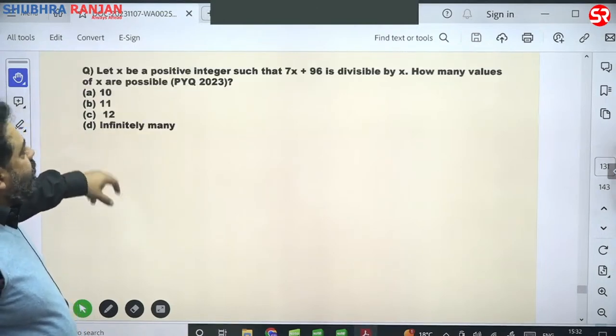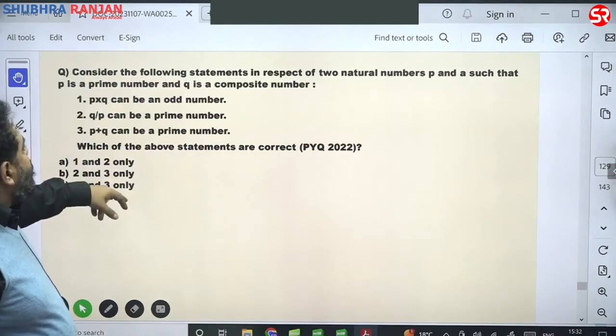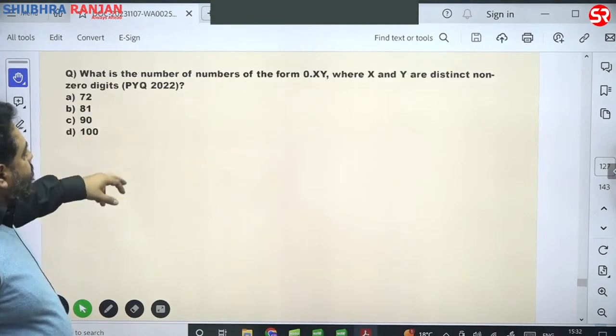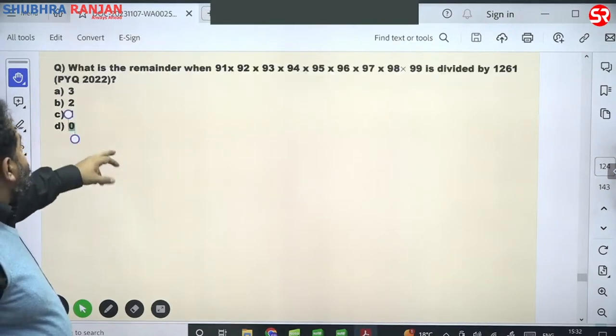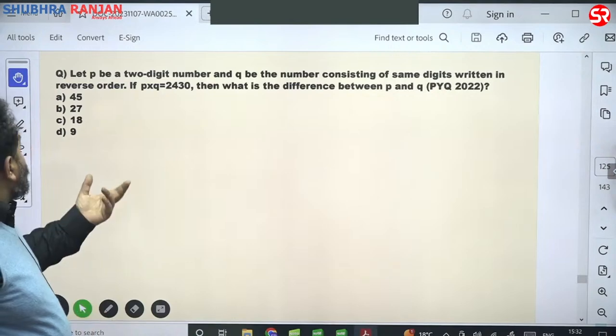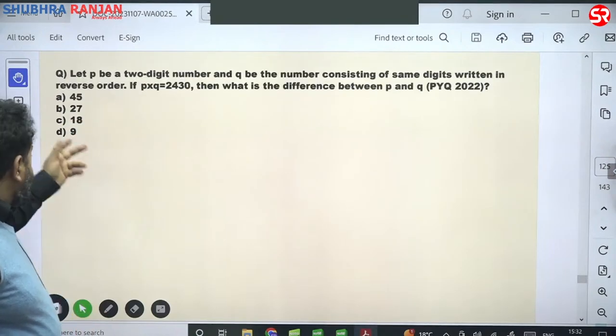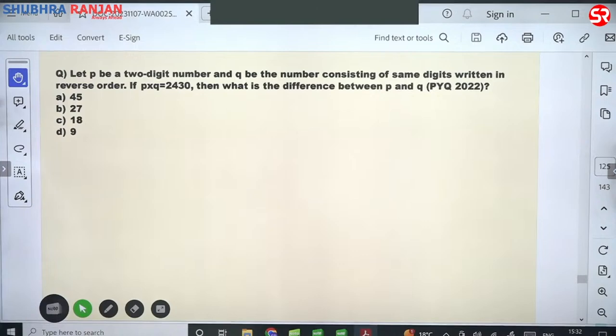See this. I love a few questions, the way they put them forward is something. We have done this, no? See this question. He says, let P be a 2-digit number and Q be the number consisting of the same digits written in the reverse order. A number and its reverse. He says P into Q is 2430. What is the difference between P and Q?